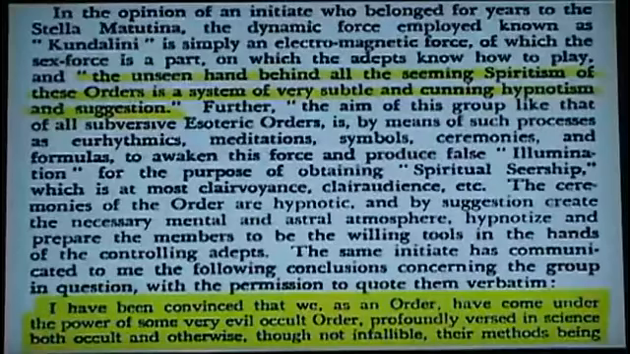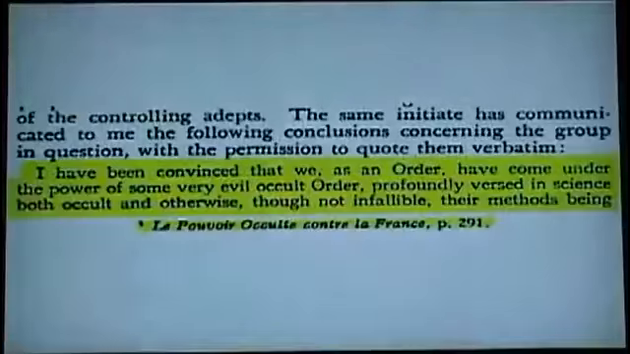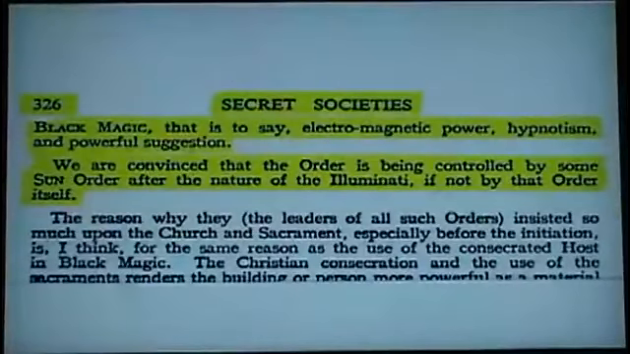The same initiate has communicated to me the following conclusions concerning the group in question, with the permission to quote them verbatim. This was the quote from the lady who was a member of Stella Matritina. She said, "I have been convinced that we as an order have come under the power of some very evil occult order, profoundly versed in science, both occult and otherwise. Though not infallible, their methods being black magic, that is to say, electromagnetic power, hypnotism, and powerful suggestion." And here is the point. "We are convinced that the order is being controlled by some sun order, after the nature of the Illuminati, if not by that order itself."